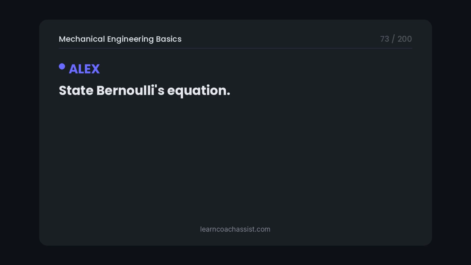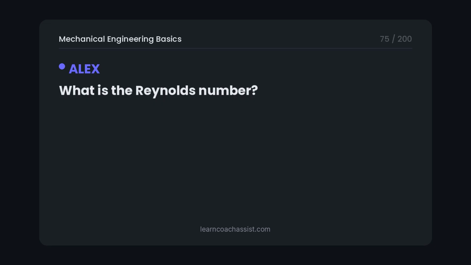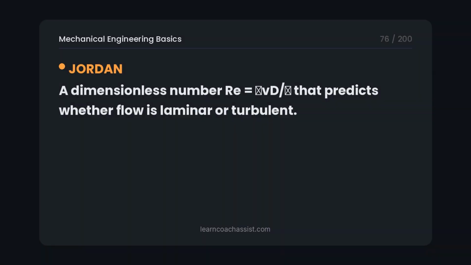State Bernoulli's equation. For steady, incompressible, inviscid flow, P plus 1/2 ρV² plus ρgh equals constant along a streamline. What is the Reynolds number? A dimensionless number, Re equals ρVD/μ, that predicts whether flow is laminar or turbulent.